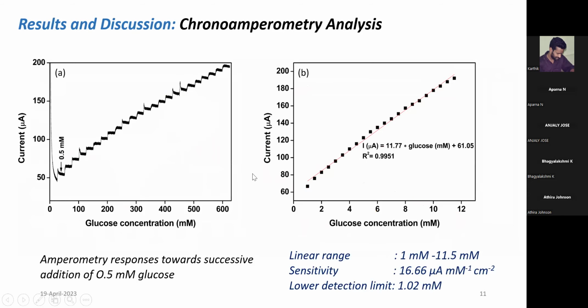To investigate the sensing ability, the sensing performance of our composite, we perform chronoamperometry analysis. This graph shows amperometric responses towards successive addition of 0.5 millimolar glucose. From the calibration plot of current with glucose concentration, the linear range of our sensor electrode is 1 millimolar to 11.5 millimolar, the sensitivity of our sensor is 16.66 microampere per millimolar per cm square, and the lower detection limit is 1.02 millimolar.